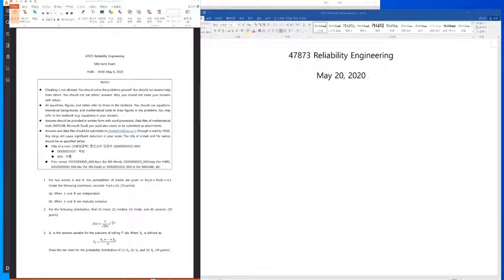So let's briefly review the problems one by one. The first problem is about calculating probabilities. To correctly solve this problem, you need to clearly understand the meaning of independent events and mutually exclusive events.